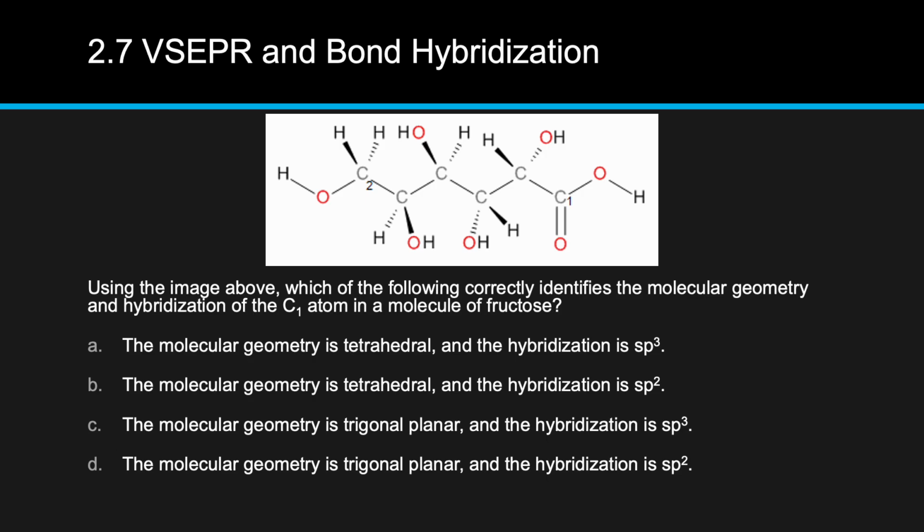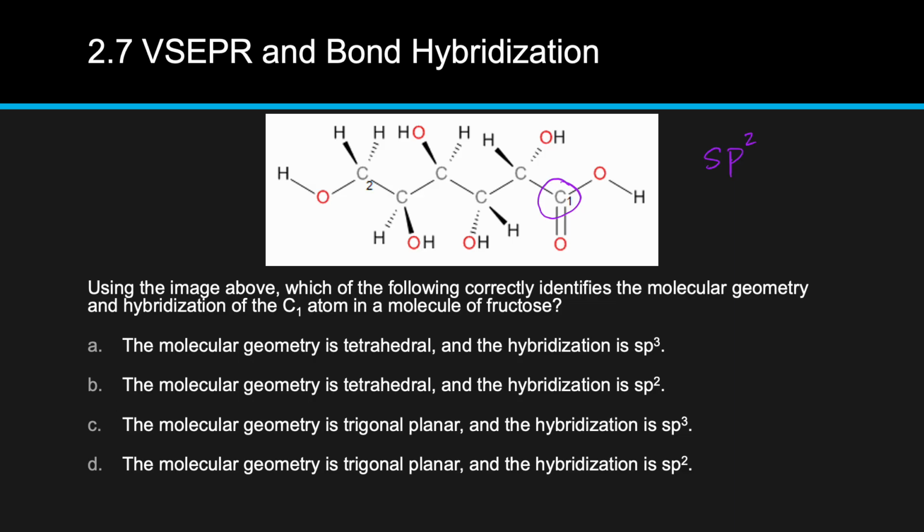Using the image above, which of the following correctly identifies the molecular geometry and hybridization of the C1 atom in a molecule of fructose? So C1 is here on our fructose molecule, and we can see that there are 3 bonding sites. So if there are 3 bonding sites and we are doing a hybridized orbital, we need 3 total orbitals, which means we need s and 2 p orbitals.